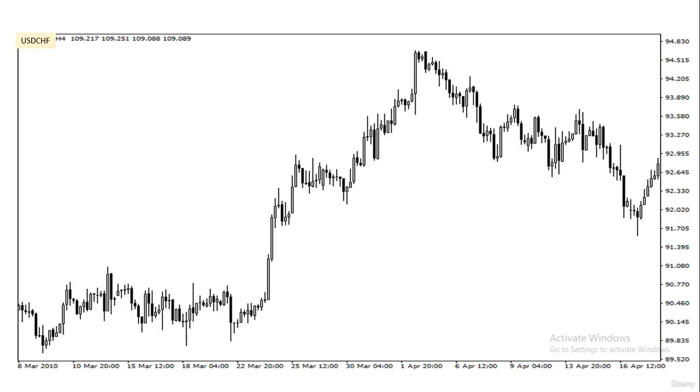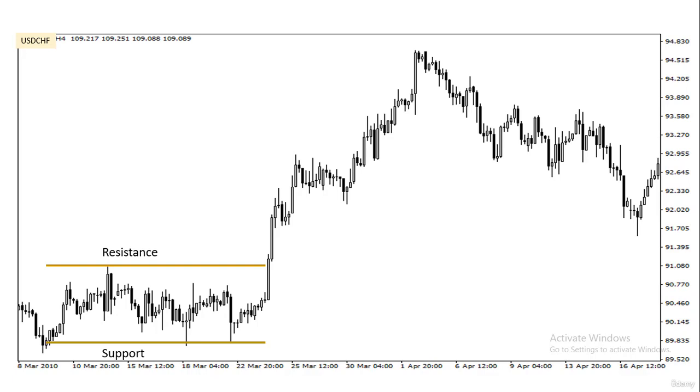Let's see the real chart example. This is the USD CHF 4-hour chart. You will notice that this is a sideways or flat market. Price continues within the support and resistance boundary. You cannot find an opportunity to trade in this situation. Then you can wait for a breakout or breakdown and analyze the market situation.